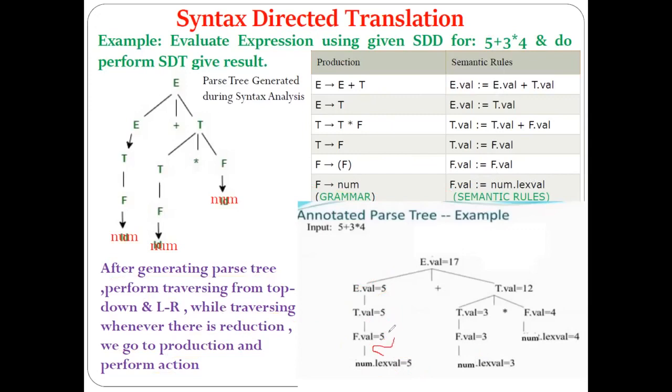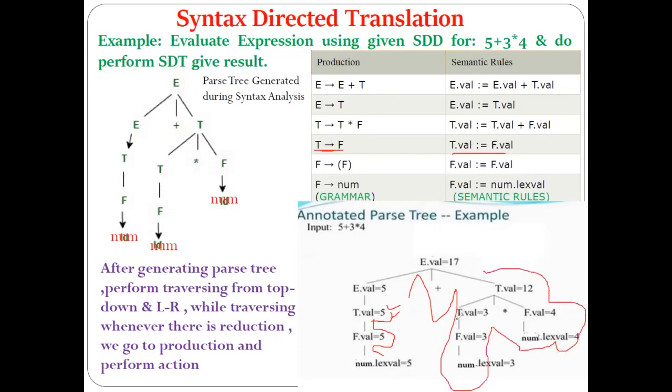So after this, you go to the next point, f dot. Now, when you go to the t, you have to see whether f can be reduced to t. Yes, so here is a reduction, f can be reduced to t. So you have to go to the production and perform the action. What action? You assign the value of f.val to t.val. That is the reason t.val got the 5. So everywhere you have to apply these kinds of rules. You have to see whether the reduction can be done.